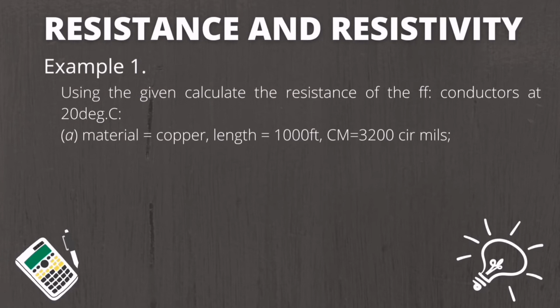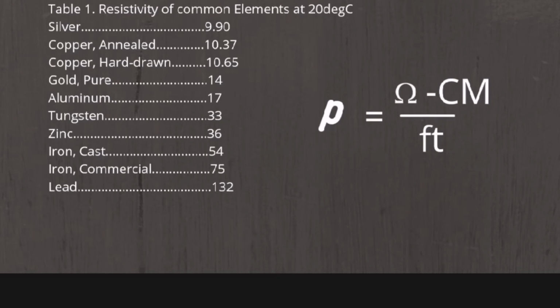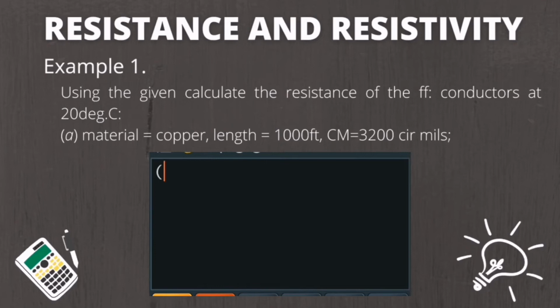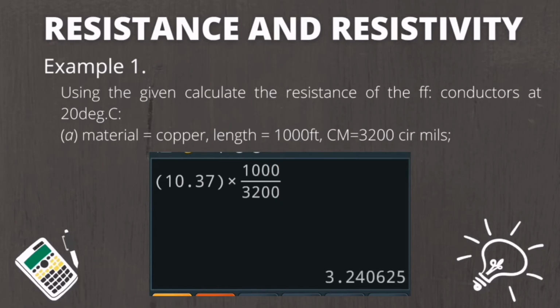Example 1A. In this case, since the unit of the length is in feet and the cross-sectional area is in circular mils, we have to use table 1, where the resistivity of copper is 10.37 ohm circular mil per foot. Substituting to the formula, we have R equals 10.37 times 1000 feet divided by 3200 circular mils. The answer in example 1A is 3.24 ohms.